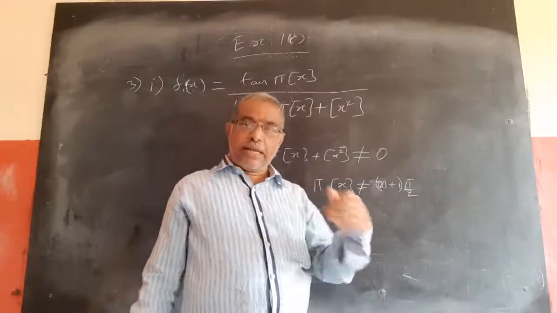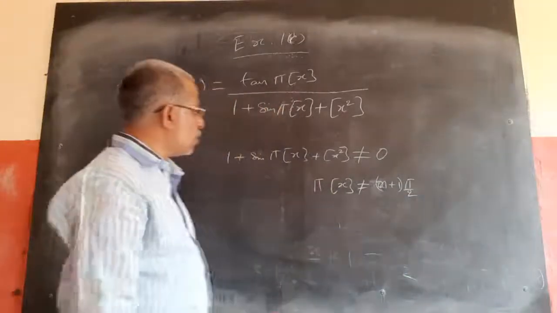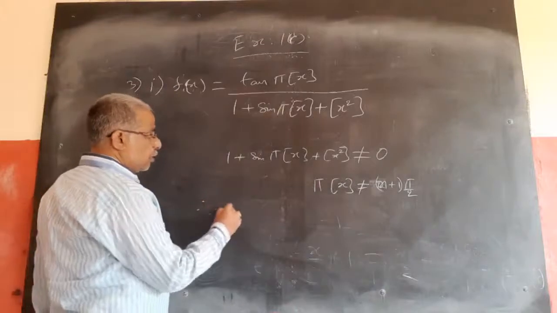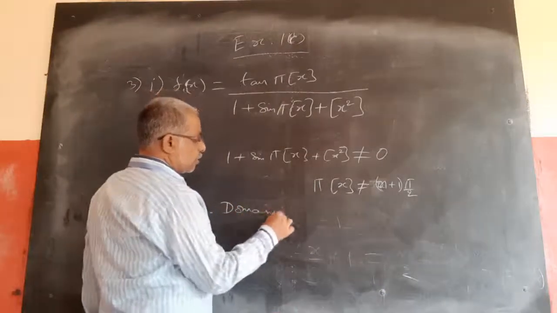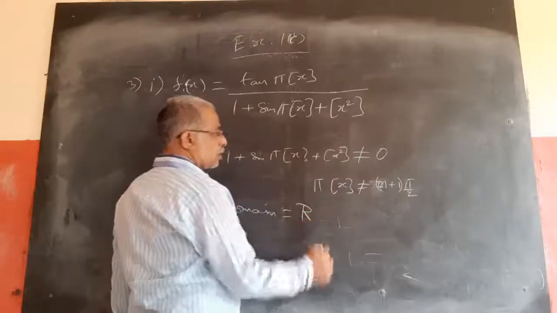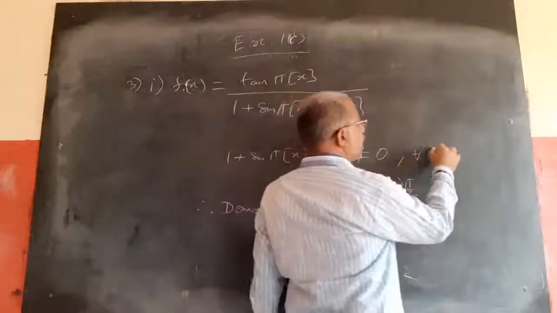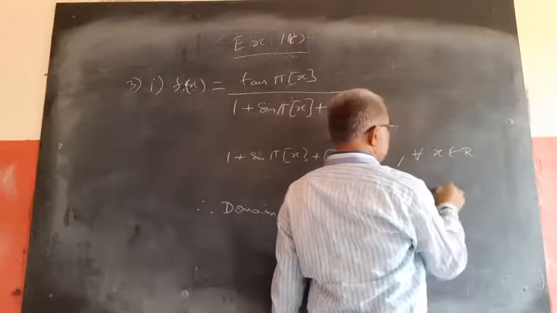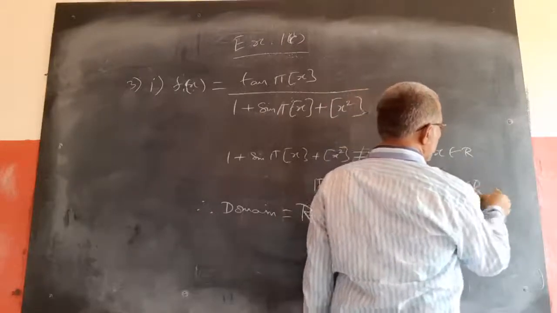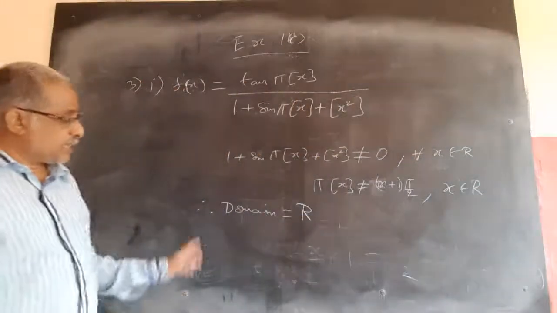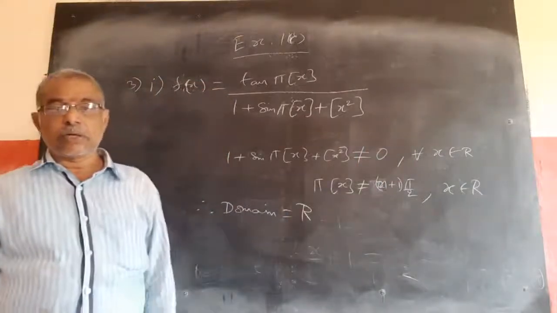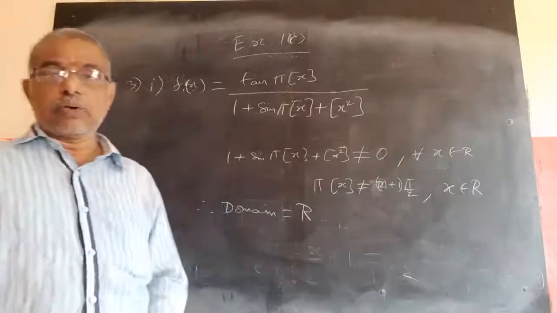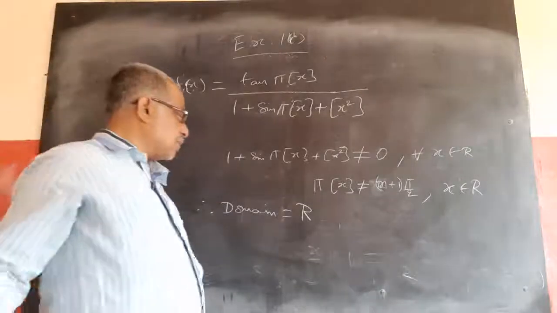So for any value of x, therefore domain equal to R. This is true for every x belongs to R. This is also true for every x belongs to R. Therefore domain is the intersection of the two, R only. So domain equal to R.